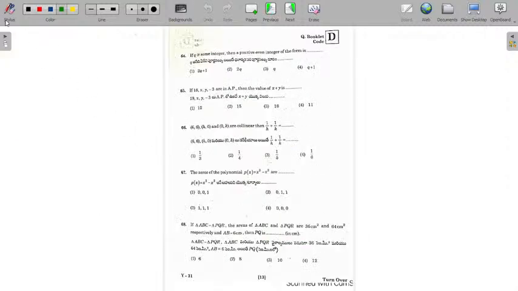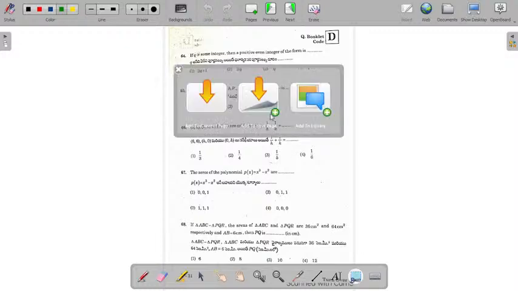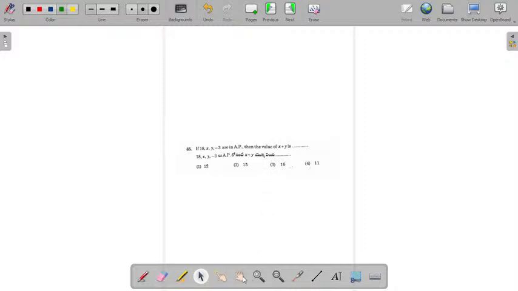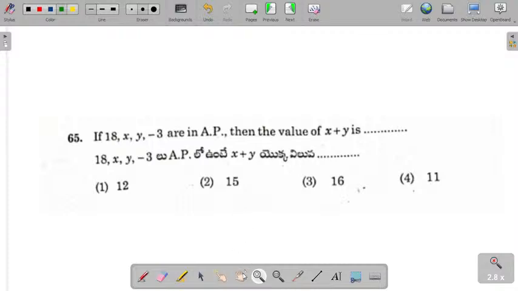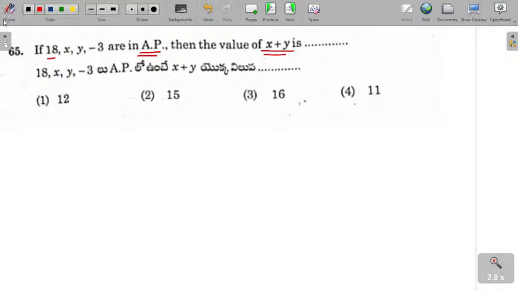So let us move to the next problem. This problem is also very important, and most of the times this question was asked in different entrance examinations. Here, if 18, x, y, minus 3 are in arithmetic progression, then find the value of x plus y. First, let me explain the method, then I will explain the super shortcut method.